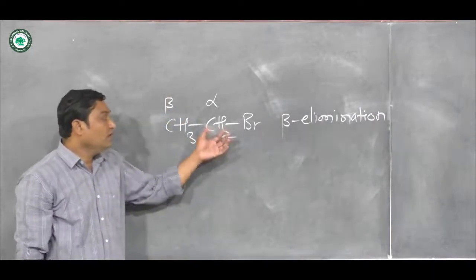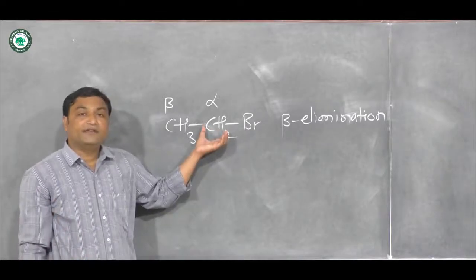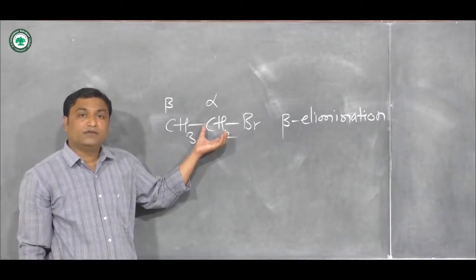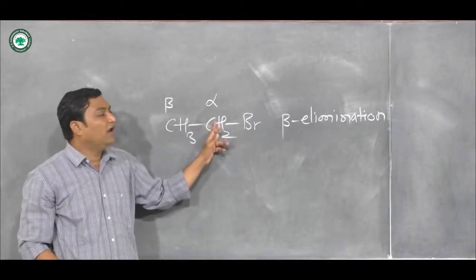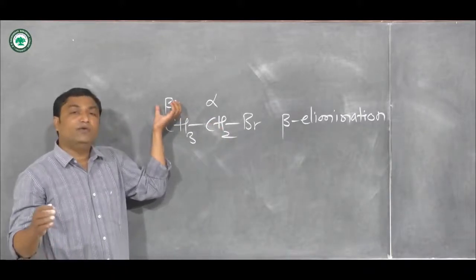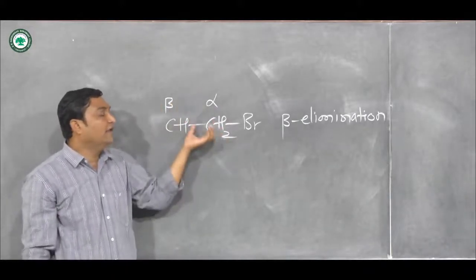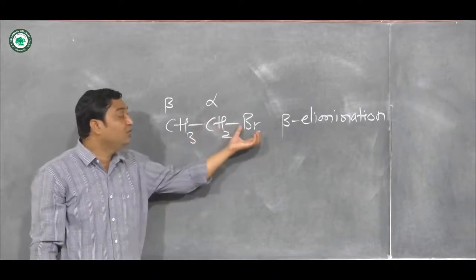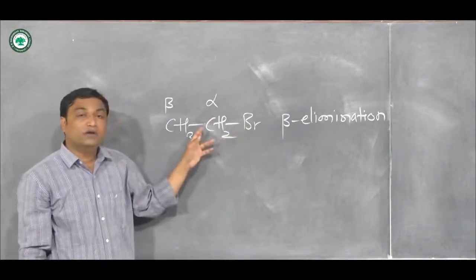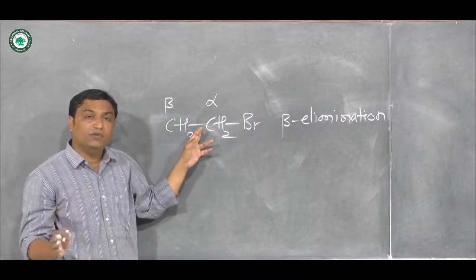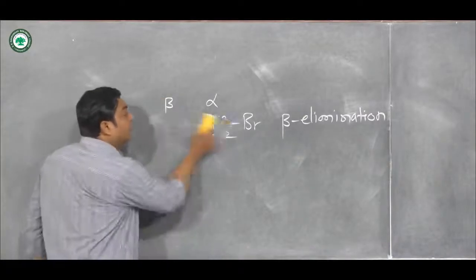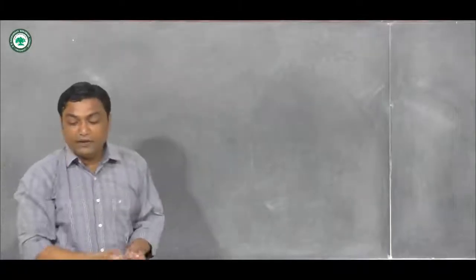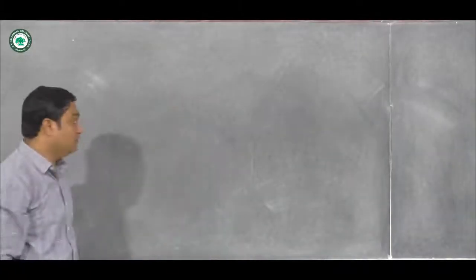Now, in many elimination reactions, we obtain a mixture of products. This is because if the number of beta hydrogen atoms in the alkyl halide with respect to the halogen atom increases, the formation of a mixture of products will also increase. So we have to see each and every aspect of this elimination reaction.